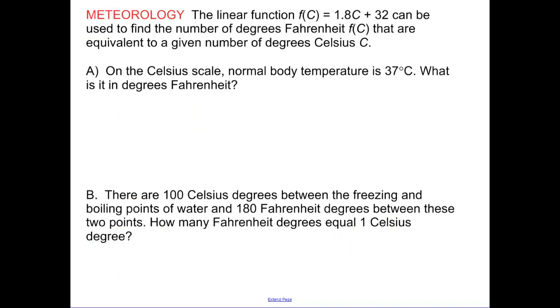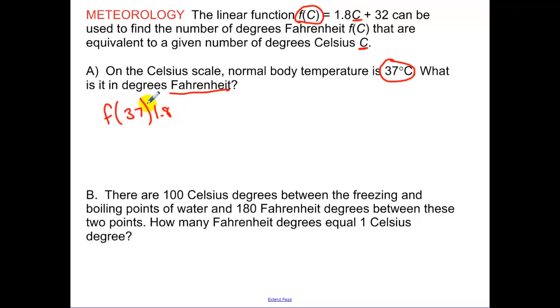Okay, our next example. And yes, I want you to write all of this down. The linear function f of c, where we have a function of the variable c, can be written to find the number of Fahrenheit degrees f of c. So this is standing for Fahrenheit that are equivalent to the given number of Celsius degrees. On the Celsius scale, the normal body temperature is 37 degrees Celsius. What is the degrees in Fahrenheit? So I need to find f of c, our function evaluated at 37.